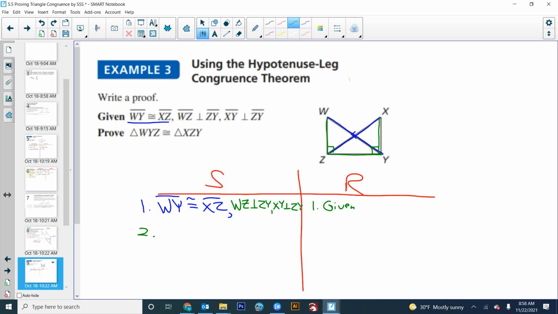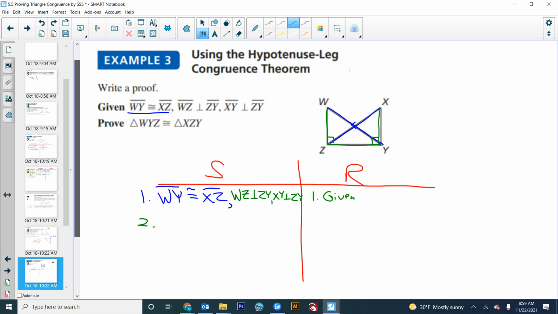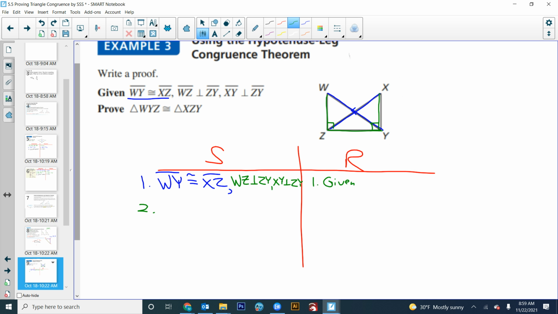All right. Now, if we have perpendicular segments, we need to say that they form right angles. And this is the annoying part of geometry. It's like, duh, they're perpendicular. You mark them as a 90-degree angle. Why can't we just say, oh, it's there, done? Well, we have to be thorough.